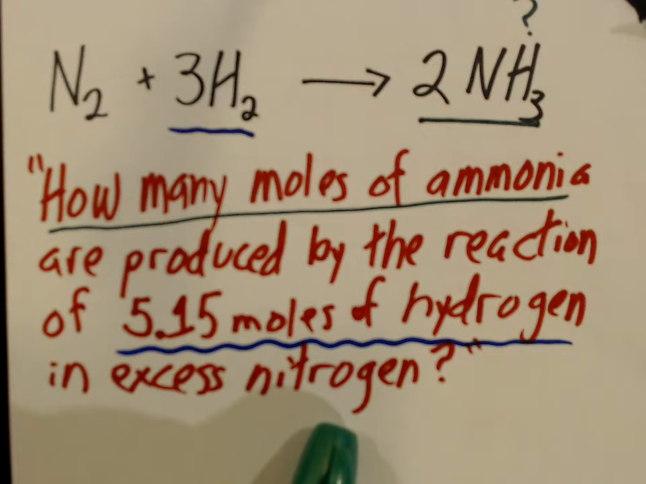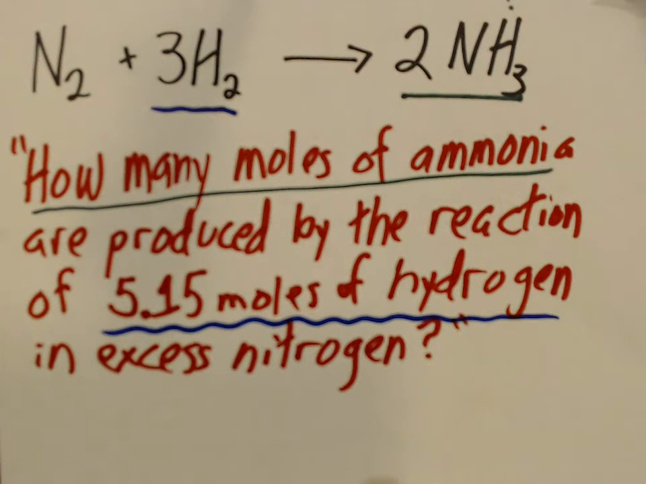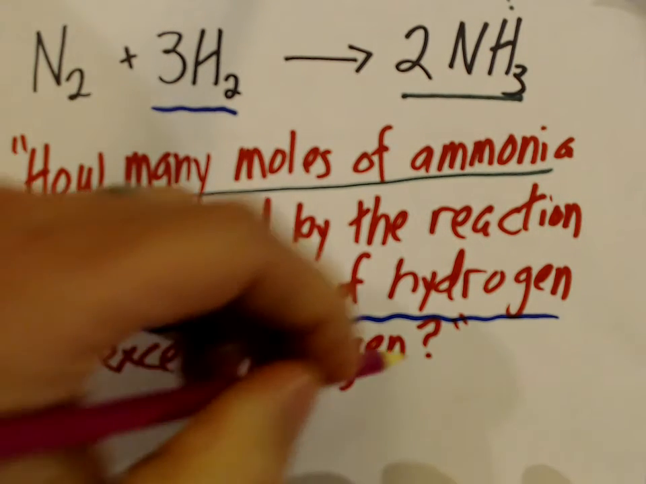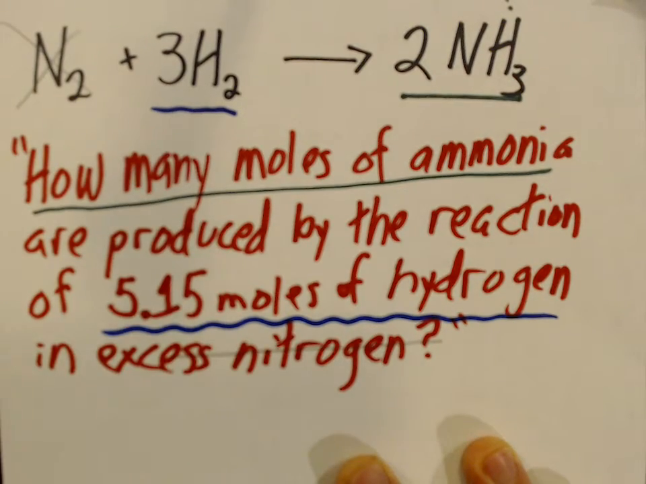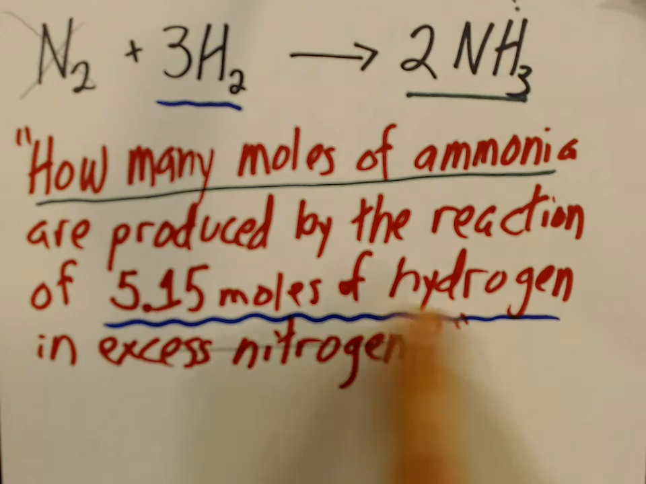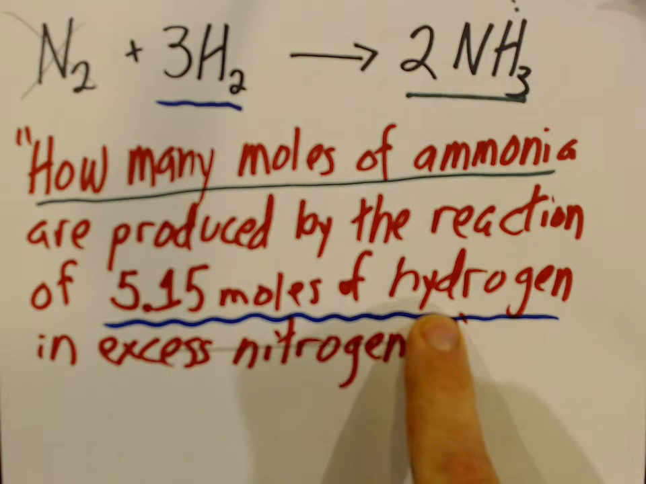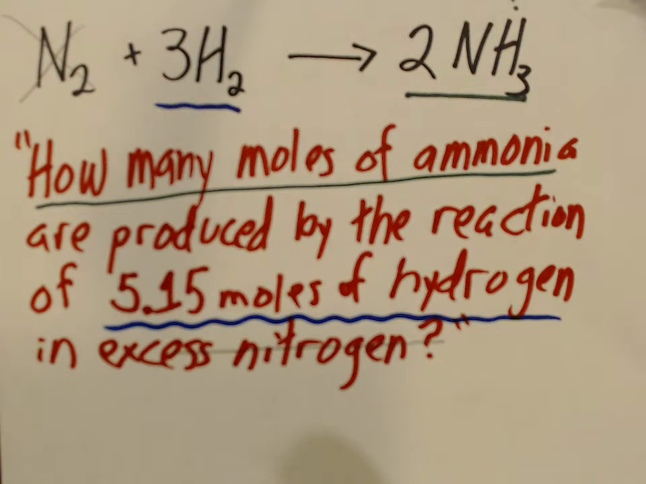Now, what's this? Excess nitrogen? What does that mean? Here's what it means to you, long story made short. When one of the substances is described as excess, that tells you to ignore it. It's there for a reason. There's a good reason to say this, and I'm not going to tell you what that is right now, but we can ignore nitrogen. So nitrogen is not part of how we solve this problem, so I crossed it out. And there we go. We now have a given quantity, 5.15 moles of hydrogen, and an unknown, how many moles of ammonia. Now we can solve.